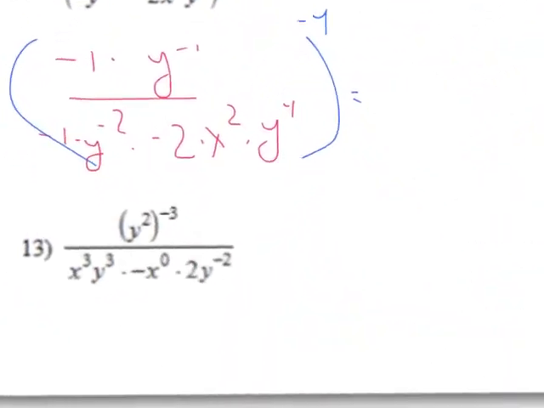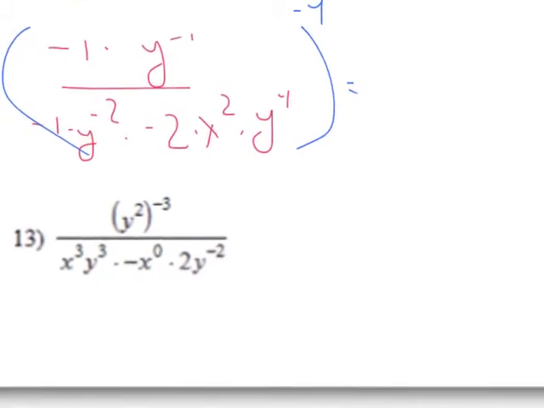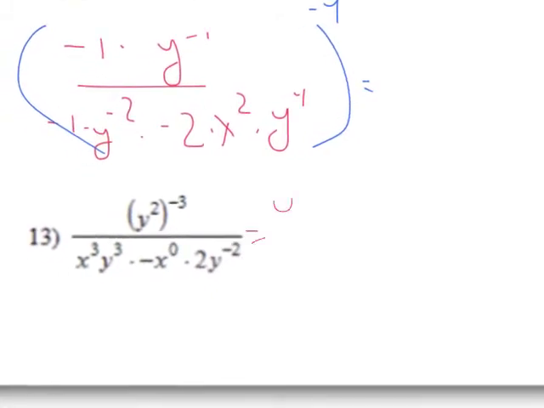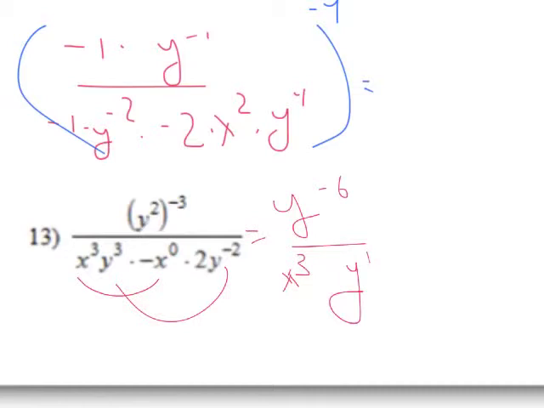And for number 13, we have y to the negative 6th on top, then we have these combined to just still stay x to the third. And these combine to be y to the first, because it's 3 plus negative 2. And we just have that 2 in the front, so that stays there, because it's a coefficient. So that means I have y to the negative 6th over 1 times 1 over 2x cubed y to the first. That's another way to write what I just had.